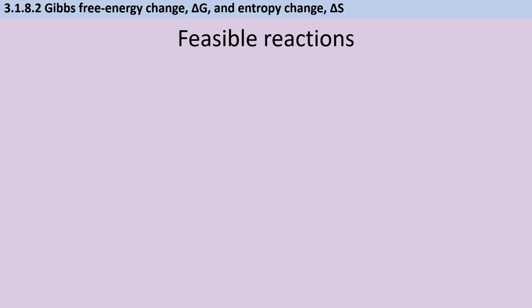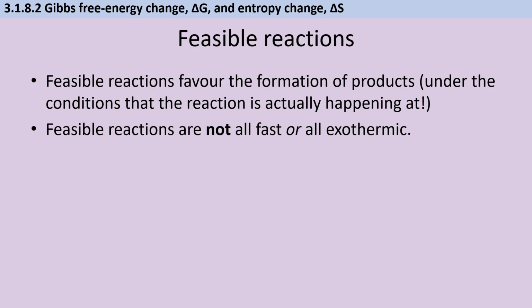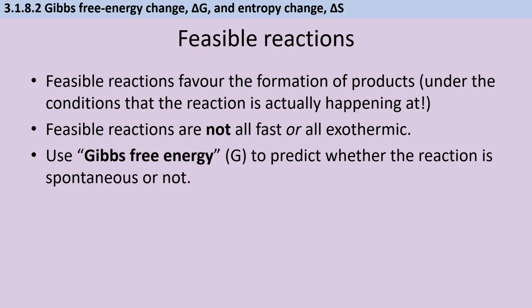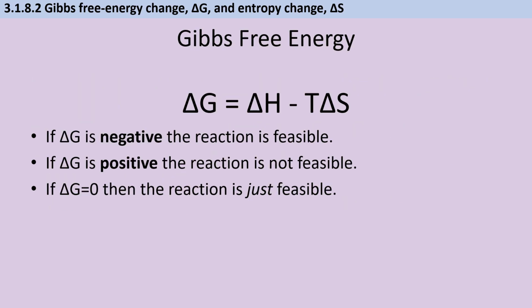A typical Gibbs free energy question is likely to ask you whether a reaction is feasible. So feasible reactions favour the formation of products under the conditions where the reaction is actually happening. They're not all fast and they're not all exothermic, but Gibbs free energy is a value that we can calculate to predict whether that reaction is spontaneous or not. And when we say free energy, we mean energy that is available to do work as opposed to energy that's stored and locked up somehow.